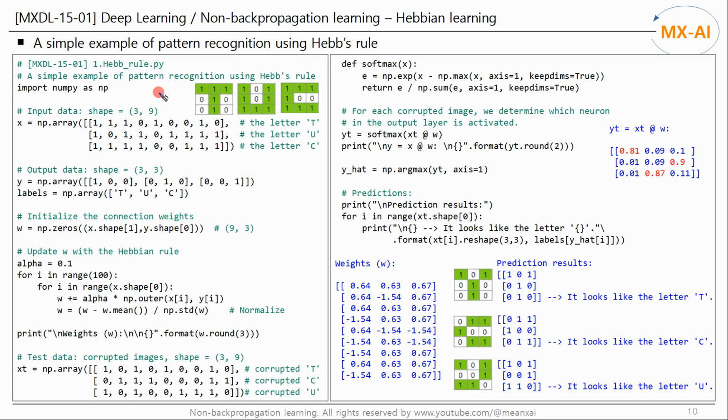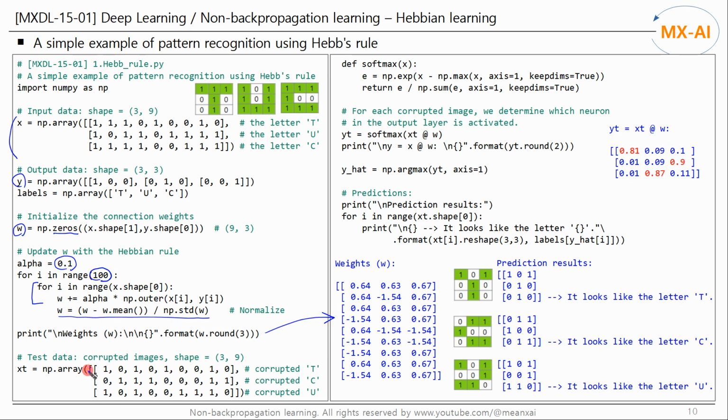Finally, let's implement this example in code. The input data X is as follows, and the output data Y is as follows. Initialize the weights to 0. Set the learning rate alpha to 0.1. Update the weights for each input pattern. And then we normalize the weights. Repeat this process 100 times. The updated weights are as follows.